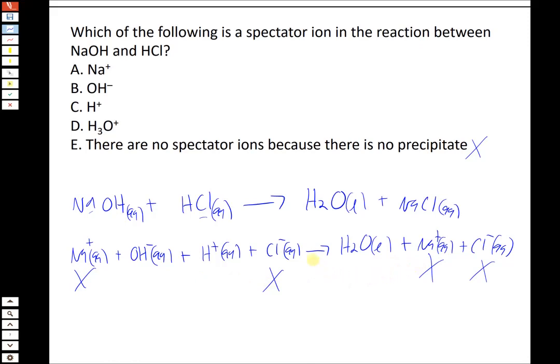So which of the following is a spectator ion will be A, Na plus. Cl minus is also a spectator ion. That's not listed as one of our answer choices, but OH minus combines with H plus, so those two are not spectator ions. They form water when they combine.